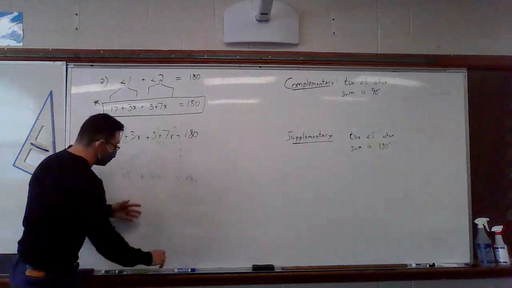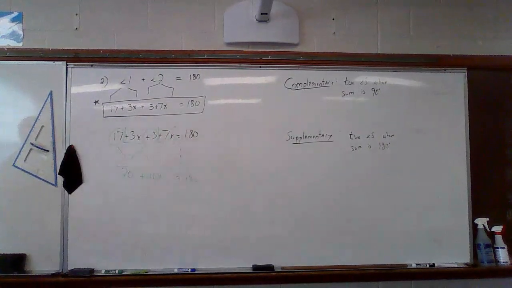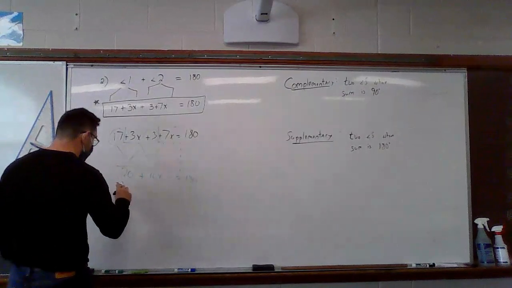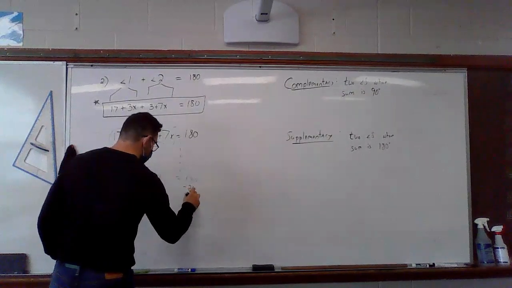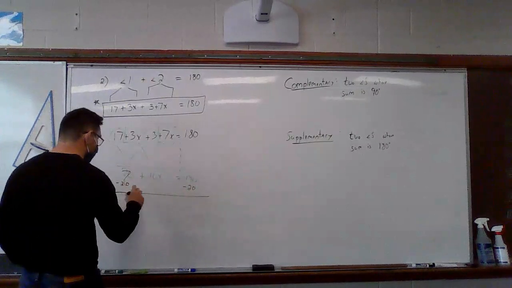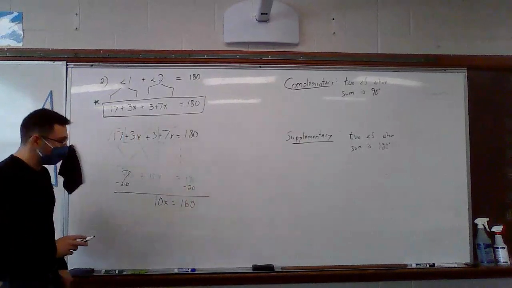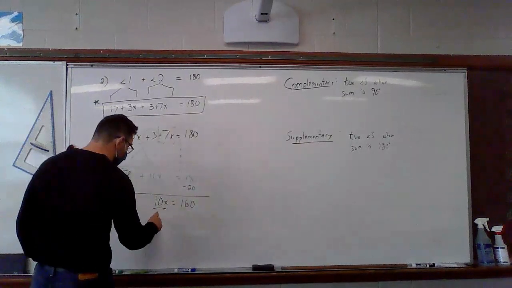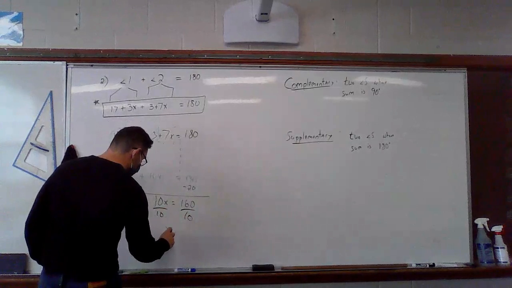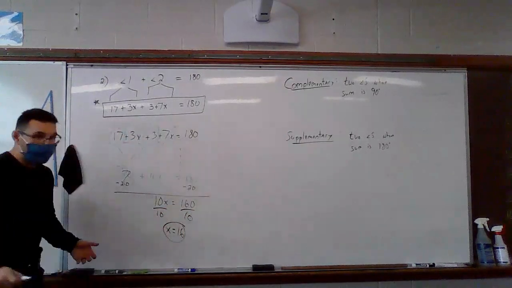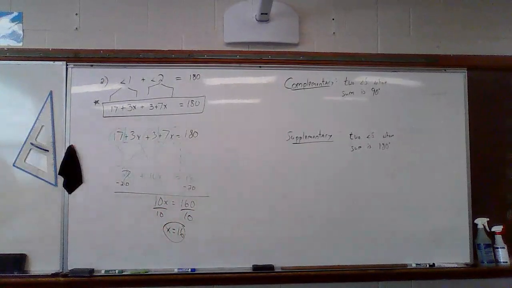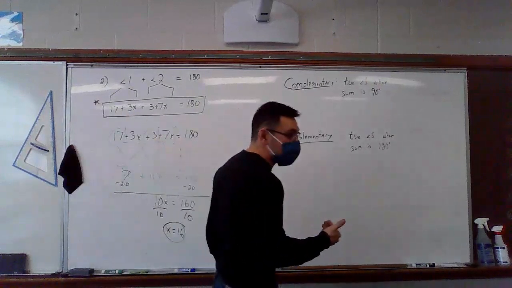Combine variables on opposite sides. Well, we don't have variables on opposite sides. Step 5, combine constants on opposite sides. Subtract 20 from both sides. That leaves me with 10x equals 160. Last step, isolate the variable, divide by 10. X equals 16. Most of us got x equals 16. Give me a thumbs up right in front of you if you got x equals 16. Beautiful. But again, that's not what the question asks.